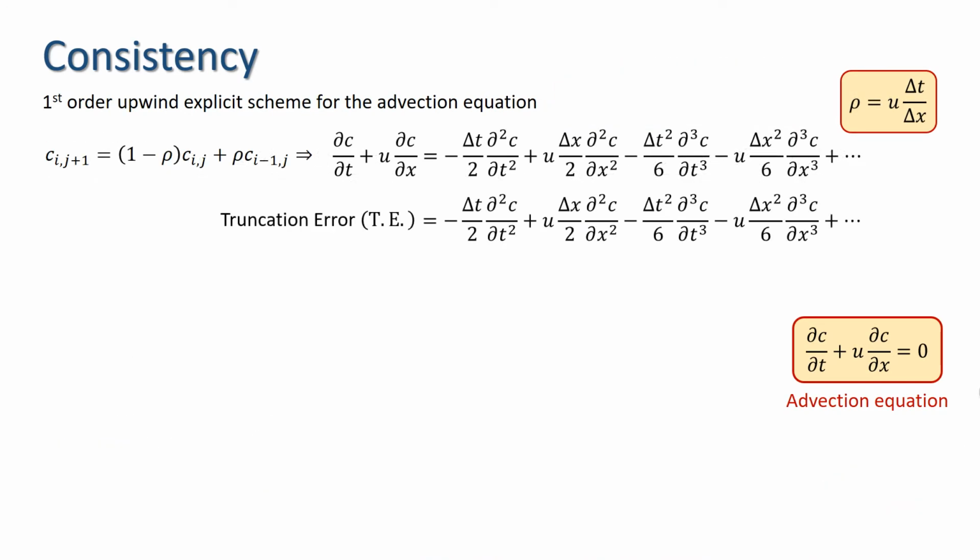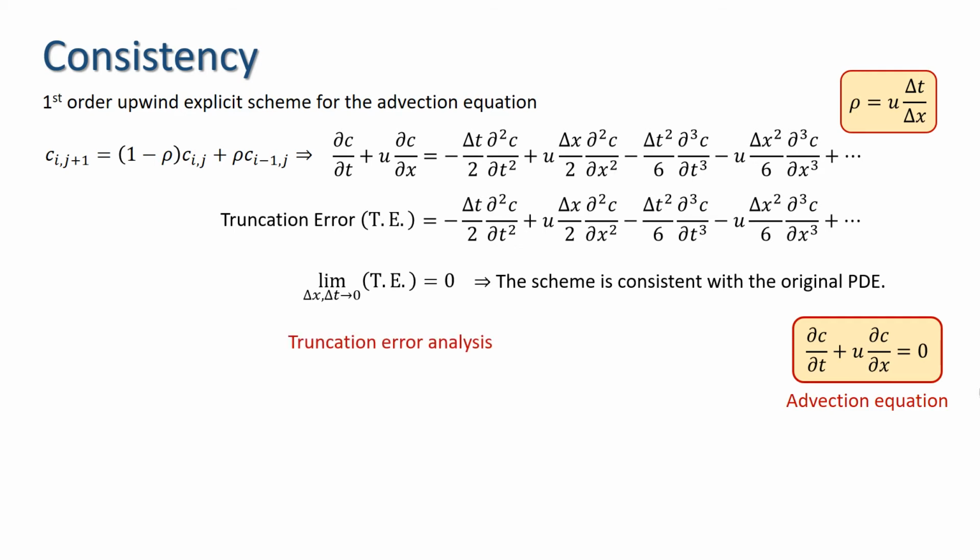Now that we have an expression for the truncation error, we can establish whether or not this scheme is consistent. Remember, the scheme is consistent with the PDE, which in this case is the advection equation, if the scheme tends to the original PDE when delta x and delta t tend to 0. Here we can clearly see that the limit of the truncation error, as delta x and delta t tend to 0, is 0. This implies that the scheme is consistent with the original PDE. This method for proving consistency is called truncation error analysis.